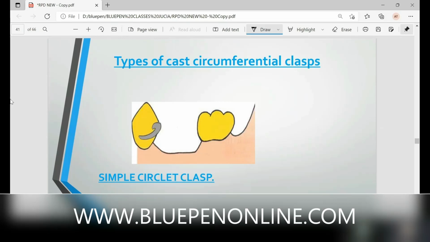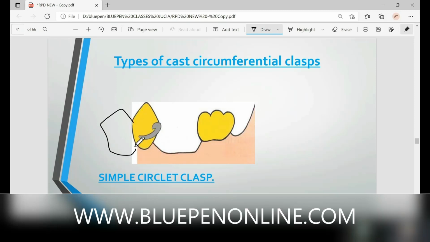Now you have different types of circumferential clasp, starting from the simple circlet clasp, as you can see in this picture. This is the first type of circumferential clasp, or C clasp. See, this is the edentulous space. You have an abutment tooth here. This is not a distal extension case because you also have posterior teeth. So the clasp actually starts from near the edentulous space and moves away from the edentulous space.